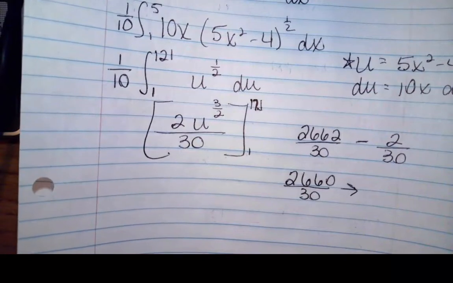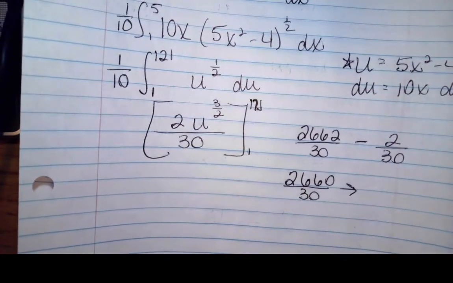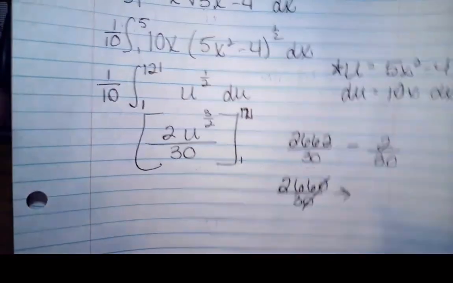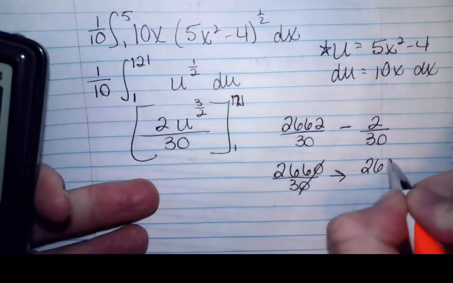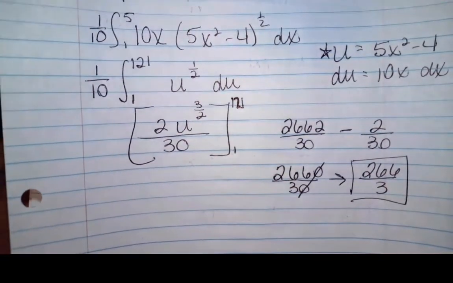math, enter, enter. I get, hang on, I screwed up somewhere. I did not screw up anywhere. All right, that reduces to 266 over 3. I was looking at the wrong problem. All right, so I got 266 over 3. Okay, so let's do another one.